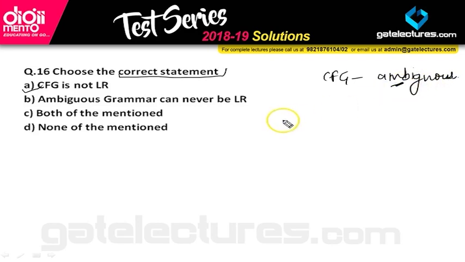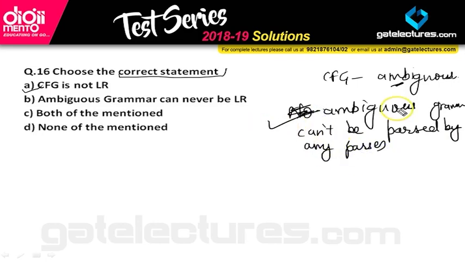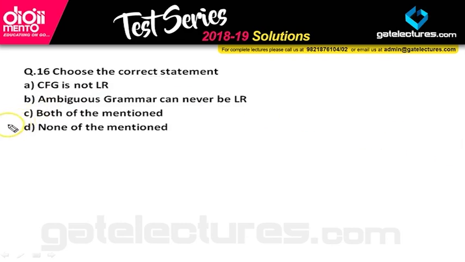And because of this we know ambiguous grammars cannot be parsed by any parser. We know this property, except an operator precedence parser can parse ambiguous grammar. Other than that, no parser can parse it. That's why an LR parser cannot parse this. Also, the second statement is saying ambiguous grammar can never be LR. This is telling the same statement differently. So A and B are both correct. So what is the right option here? C.